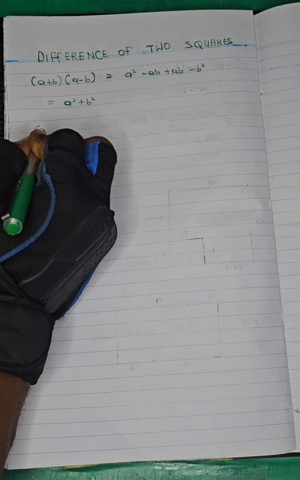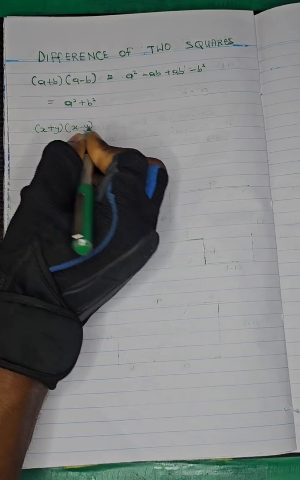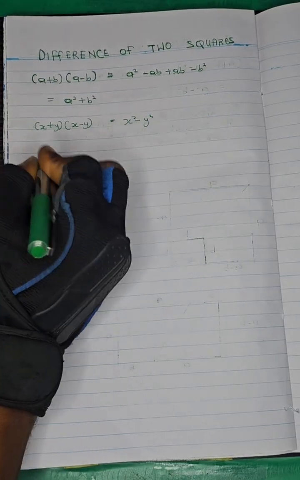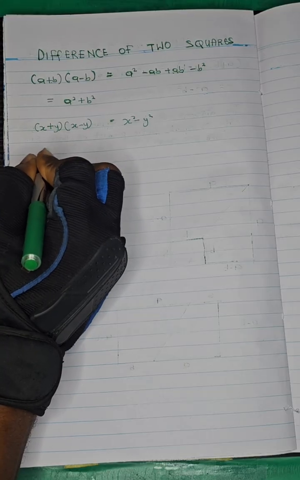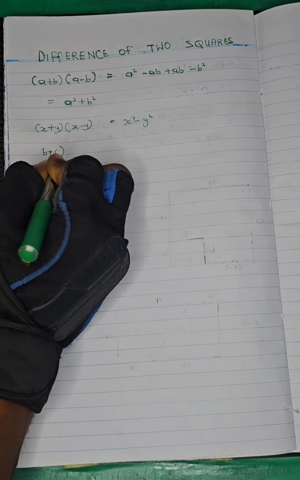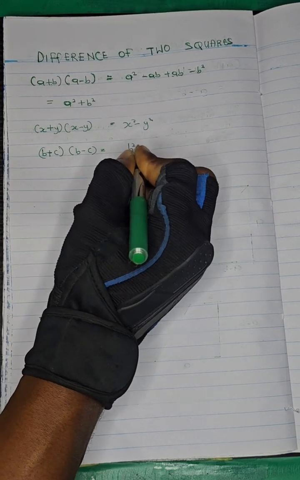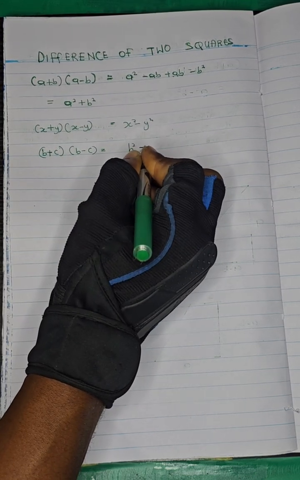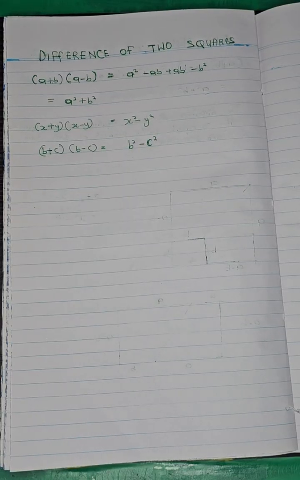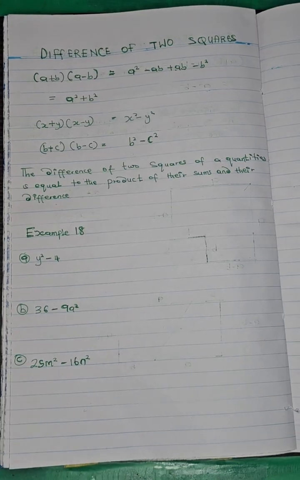Conversely, if you have something like x plus y and x minus y, you also get x squared minus y squared. If you have something like, let me say, b plus c multiplied by b minus c, you have something like b squared minus c squared. You can solve this to prove that the answer is correct.